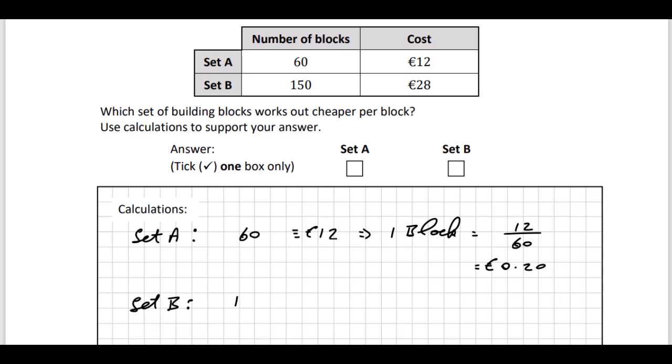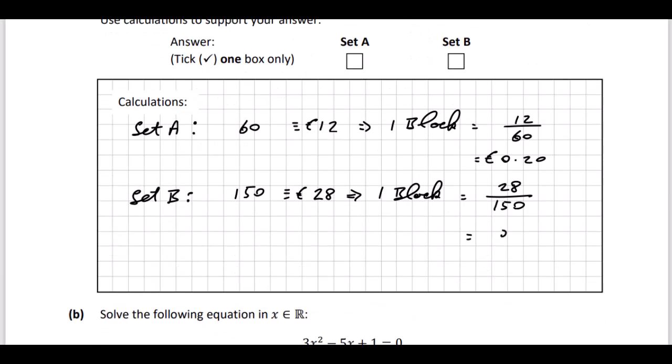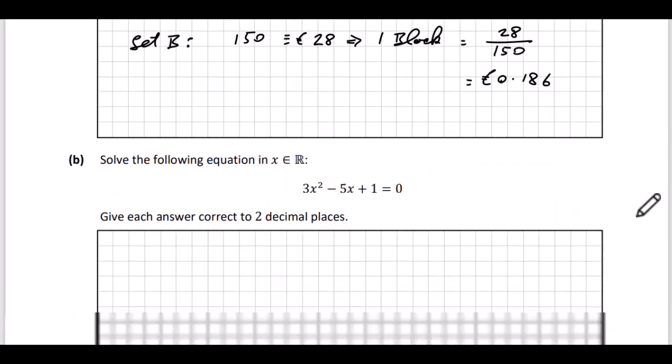Set B sells 150 blocks, which is equivalent to 28 euros. So one block is going to be equal to 28 divided by 150. And if we do that, we get 0.186 euros. So the question was, which set of building blocks works out cheaper per block? So set B is going to be cheaper because it's 0.186. Set A is 0.2. Okay, so let's move on to part B.